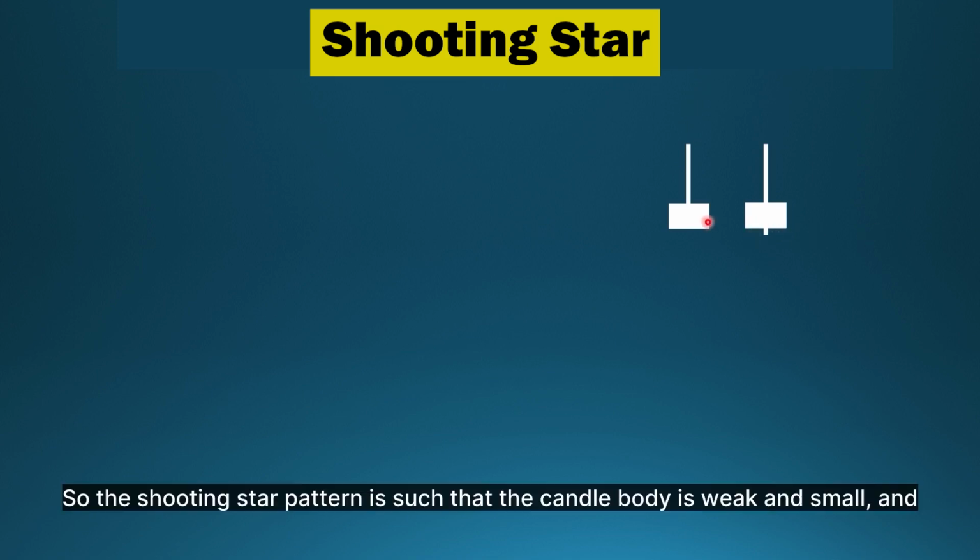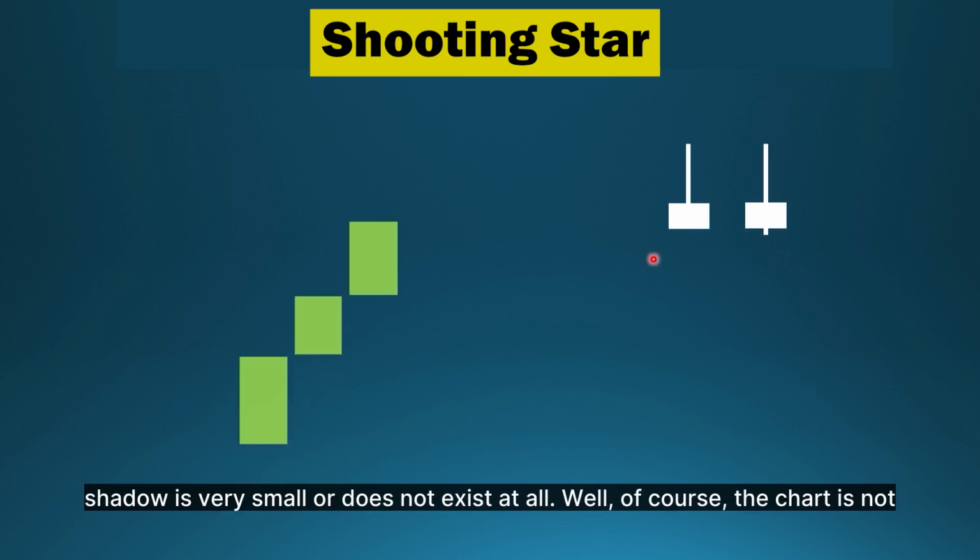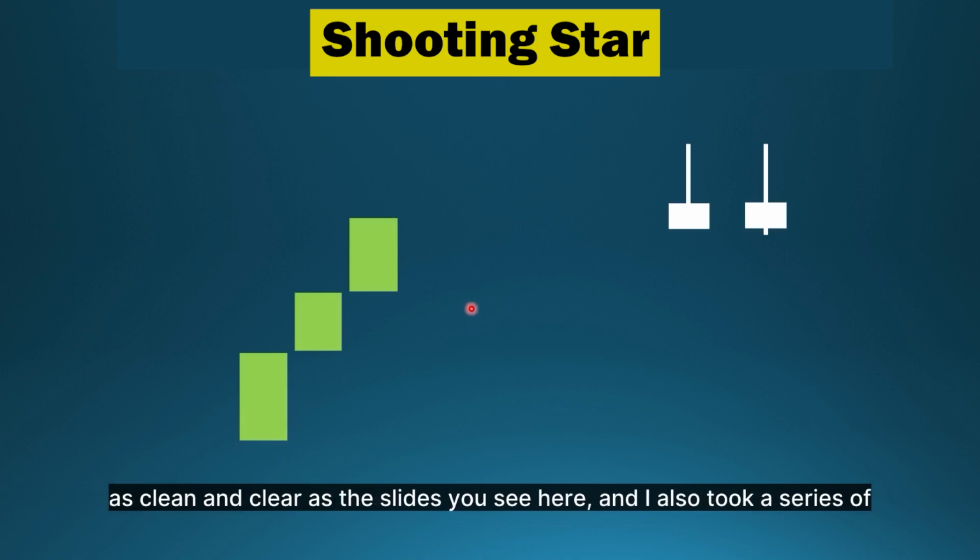So the shooting star pattern is such that the candle body is weak and small, and the upper shadow is at least twice the size of the candle body, and the lower shadow is very small or does not exist at all. Of course, the chart is not as clean and clear as the slides you see here, and I also took a series of photos of the chart that I will show you at the end of the video.